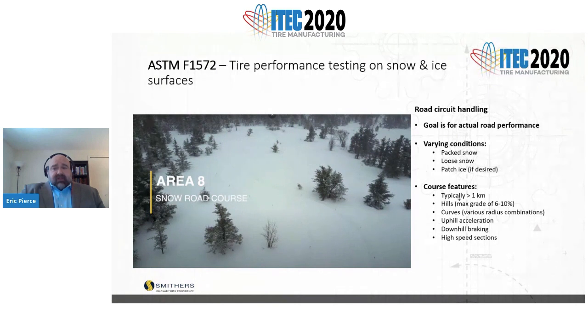The track is usually at least 1 kilometer long. You've got to have some hills, some curves, hill acceleration locations, downhill braking, as well as some high-speed sections. You don't want more than a 6 to 10% grade maximum on some of the hills.